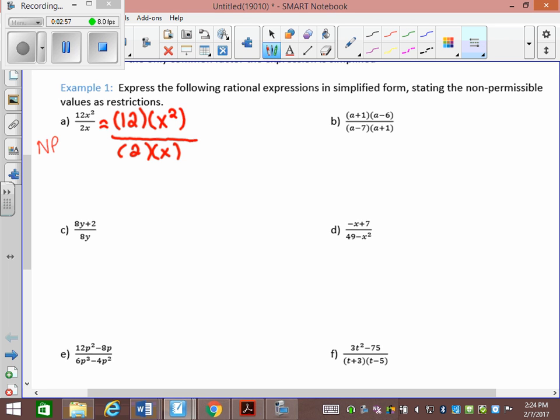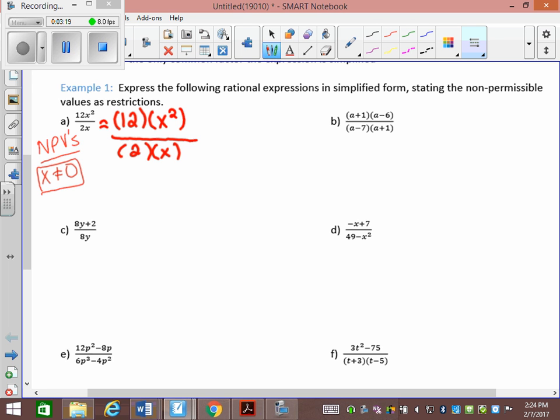So our NPV or NPVs: 2 can't equal 0. Is that an NPV? No. Only variables give you NPVs. So this we don't have to worry about. And then x can't equal 0 would be our only non-permissible value. Okay? Once we've stated non-permissible values, then we can cancel off like terms.